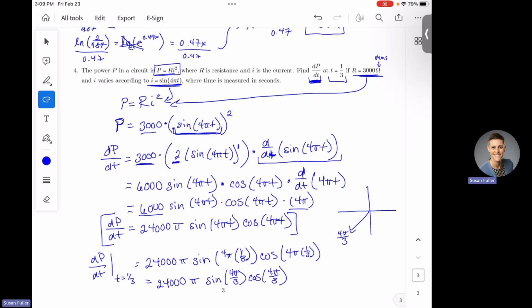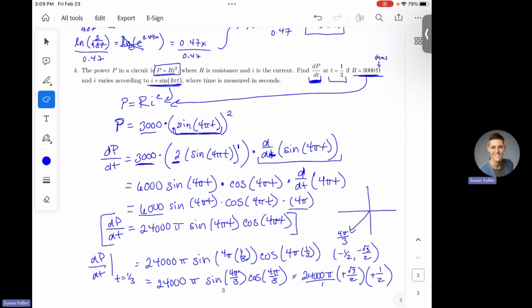So I'm going to have the ordered pair. My brain doesn't want to do this right now. So it's -1/2, negative root 3 over 2. There we go, trig. That is the ordered pair on my unit circle. And so then I'm going to plug those in here, and I'm going to get 24,000 times pi times the sine value at 4 pi over 3, which is our y coordinate, negative root 3 over 2, times the cosine of 4 pi over 3, that's our x coordinate on the unit circle there, which is -1/2.